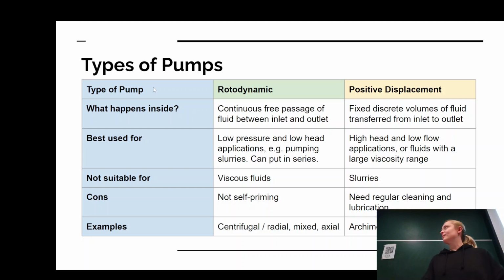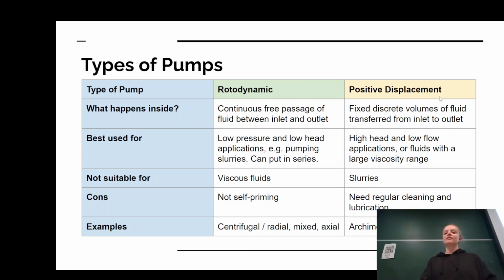Now I've got a bit of a comparison table between two types of pumps they introduced to you in 3502. There's one called a rotodynamic pump, and the other is called positive displacement. What happens inside a rotodynamic is continuous free passage of fluid between the inlet and the outlet. You often use it for low pressure and low head applications and viscous fluids, but the con is that it's not self-priming, so it takes a little bit more effort and maintenance to start up. Examples of that type of pump are centrifugal, radial, mixed, and axial.